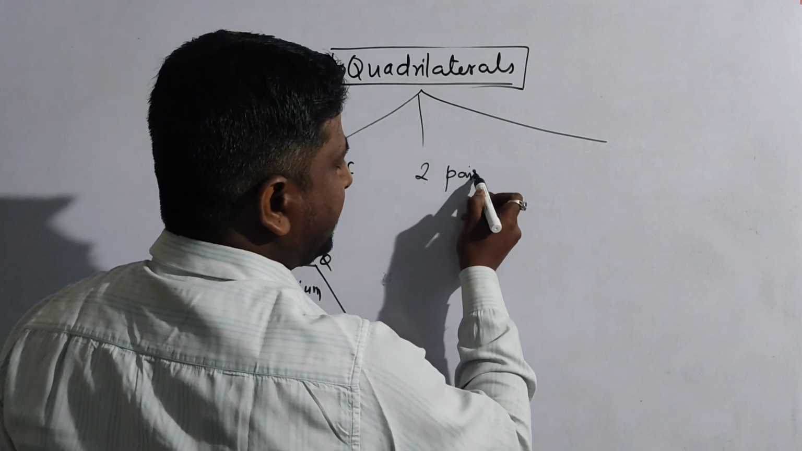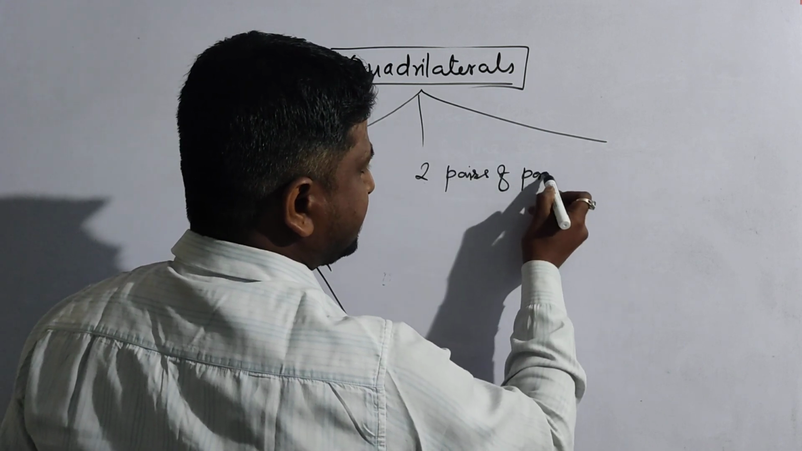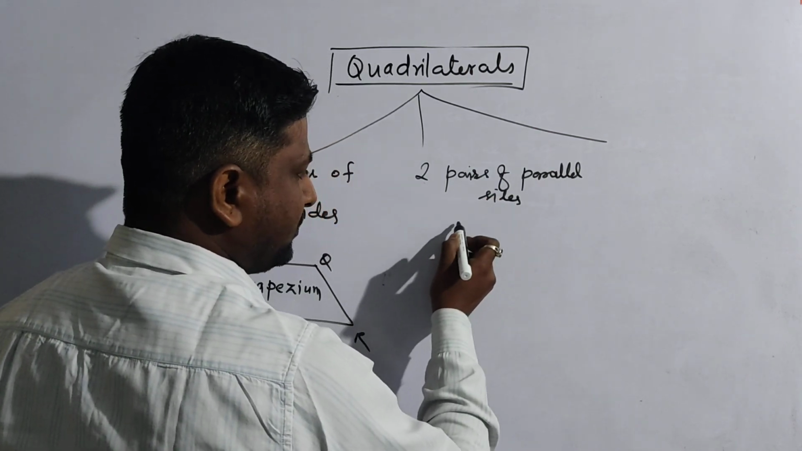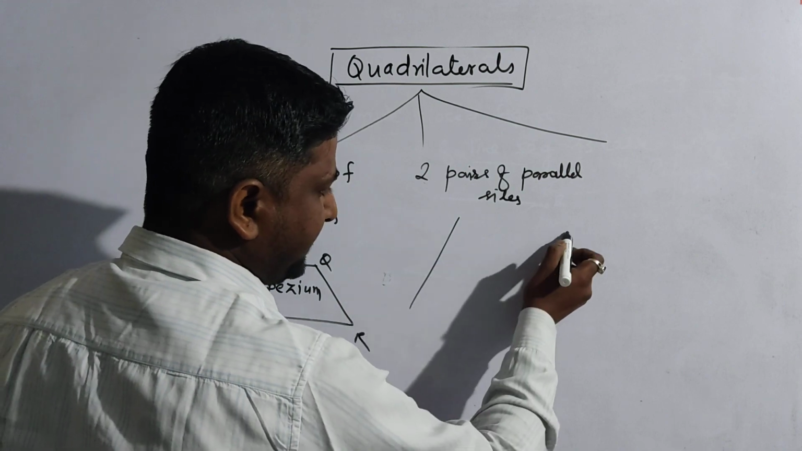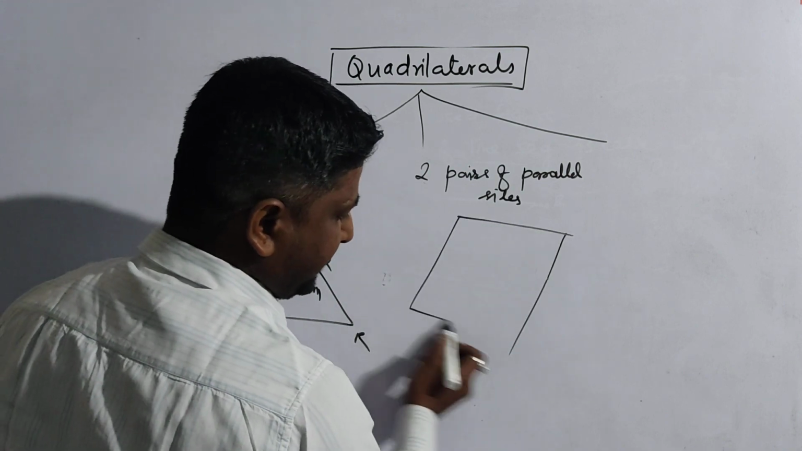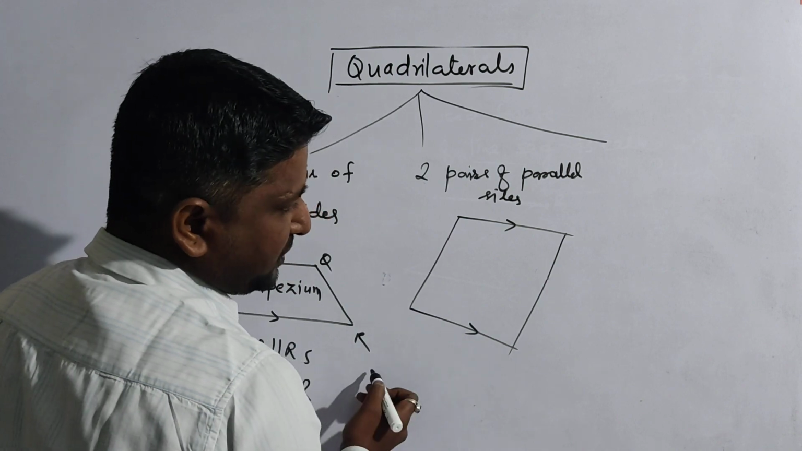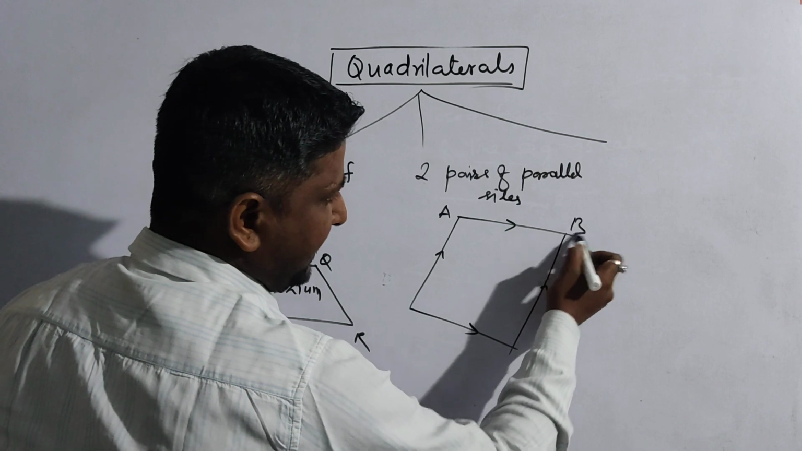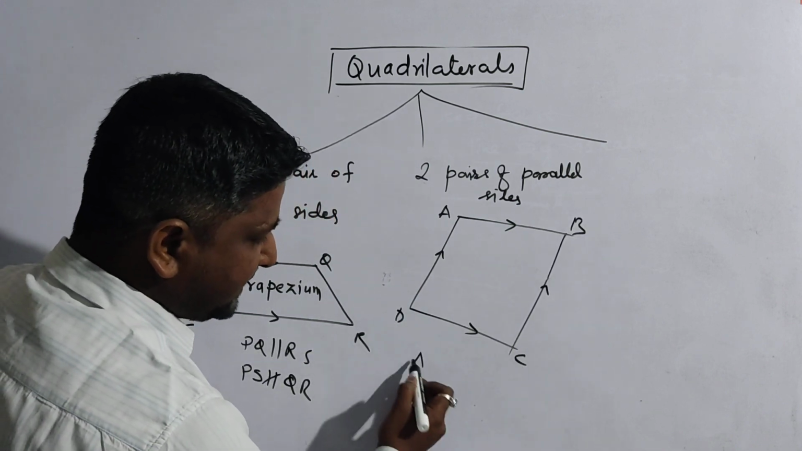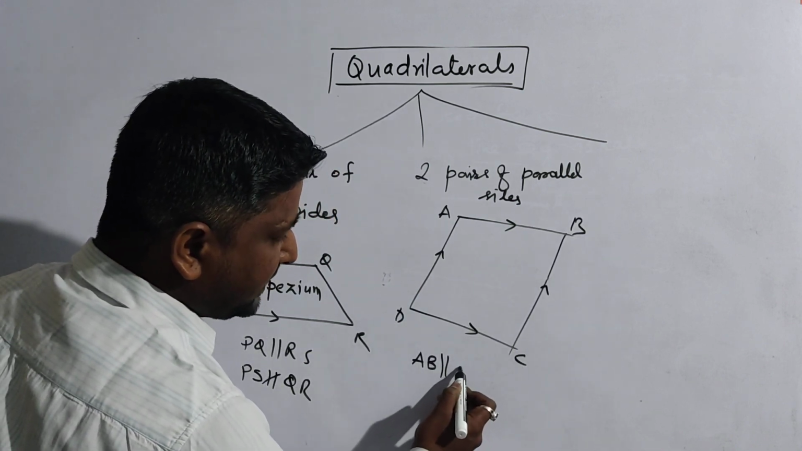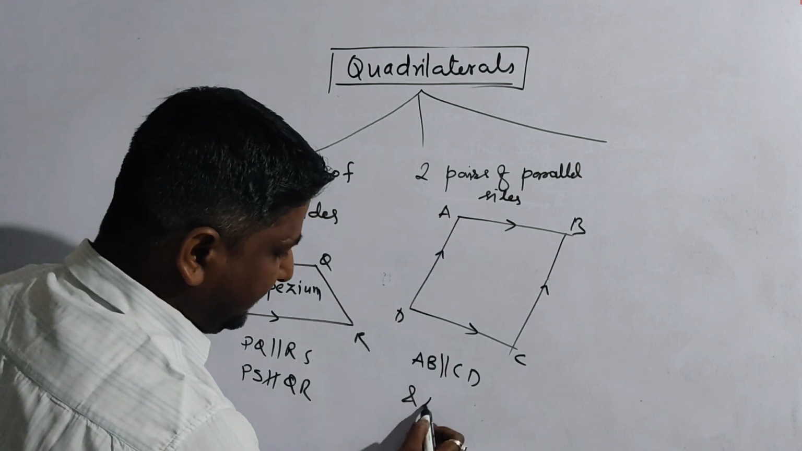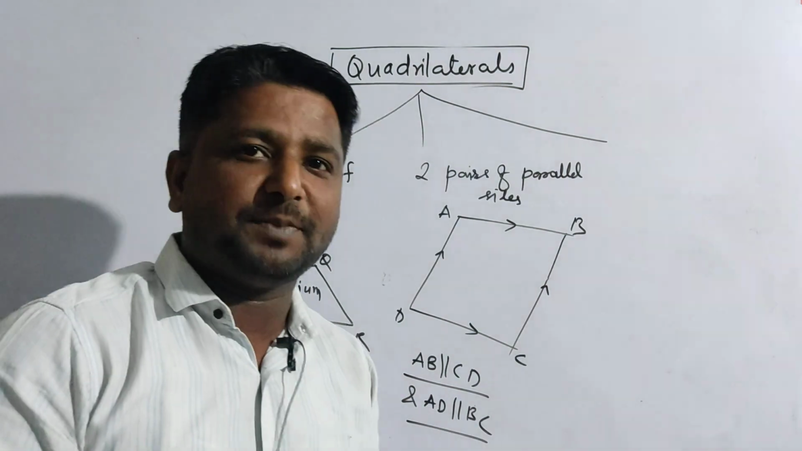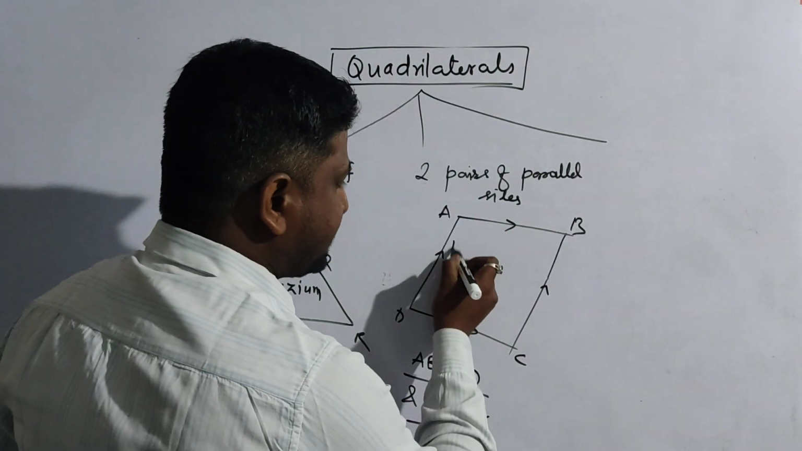Okay, let's now consider a figure where we have two pairs of parallel sides. Basically this is one pair, and this is a second pair. Here these are two opposite sides and these are two opposite sides. These are parallel to each other. So if I call this ABCD, then we are going to have AB parallel to CD and AD parallel to BC, right? You can see that it has got two pairs of parallel sides. Such a figure is called a parallelogram.